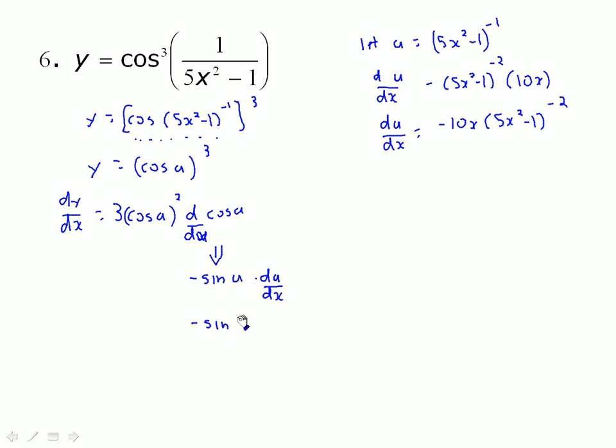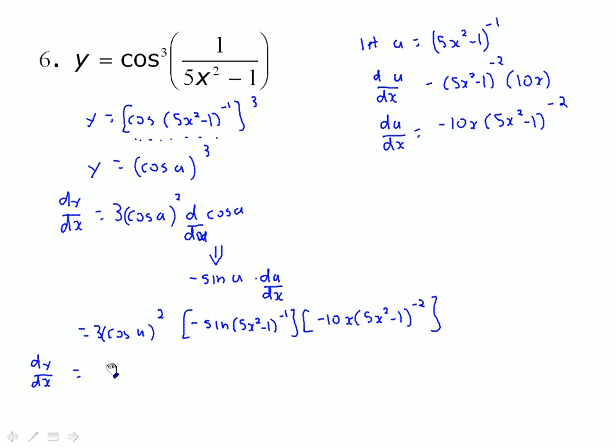So this turns into negative sine u. So negative sine 5x squared minus 1 to the negative 1 multiplied by du dx, which is negative 10x multiplied by 5x squared minus 1 to the negative 2. And then we still have at the front of this expression 3 cosine of u squared. I don't have the space to put it there yet, so now I'll rewrite it. So dy dx is equal to 3. Now we have 3 times negative 1 times negative 10. It's going to give us positive 30, and there's an x term there as well.